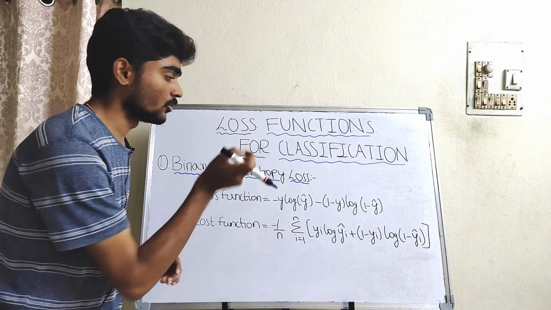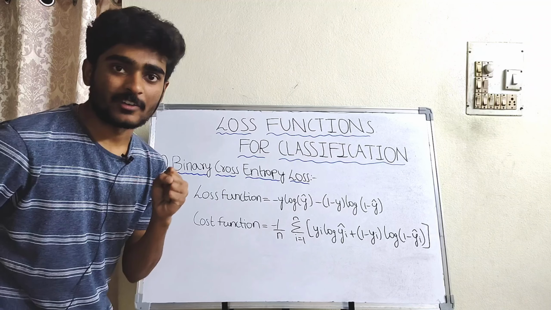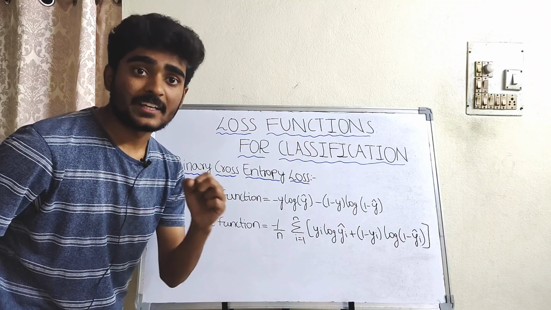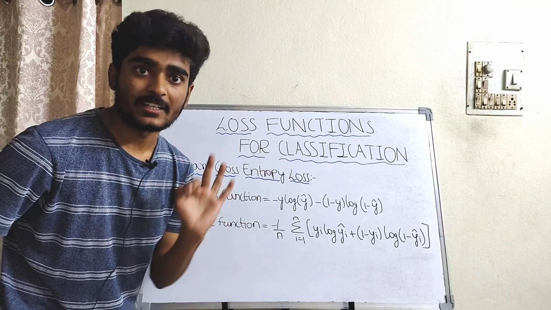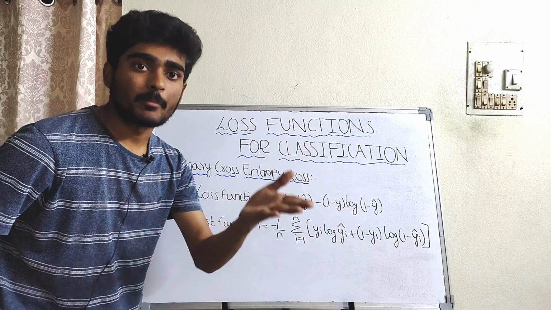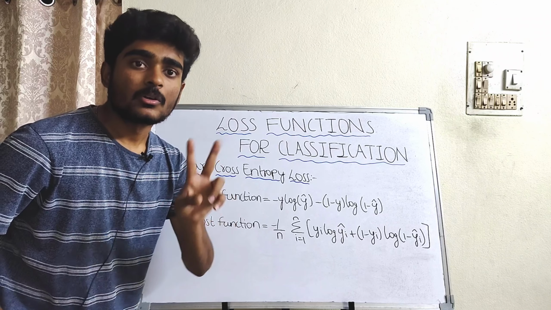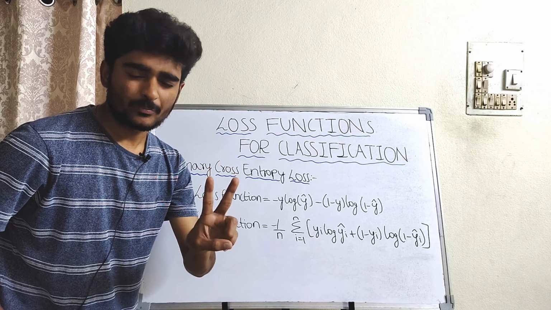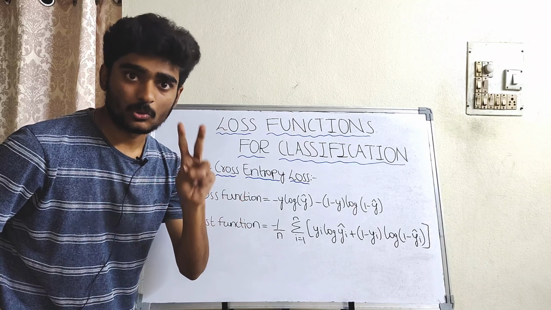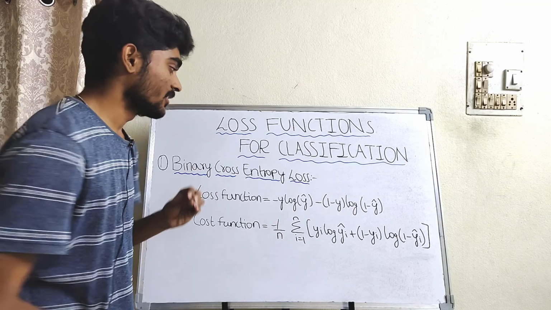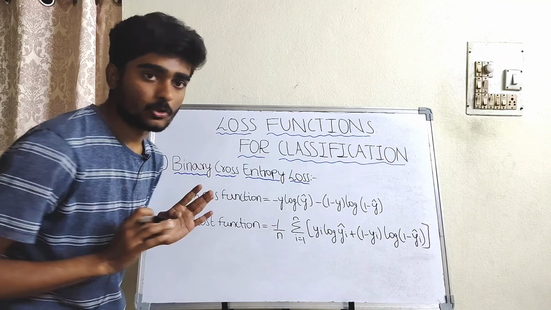Binary cross entropy loss. In the name itself, it specifies that it is used for binary classification. What is meant by binary classification is when you have two classes in your target variable, then we use binary cross entropy loss.